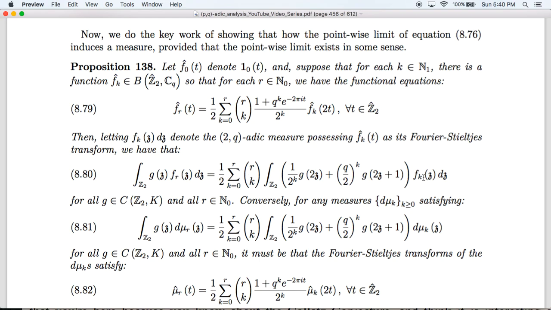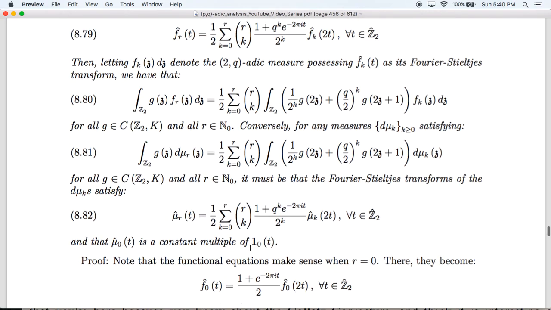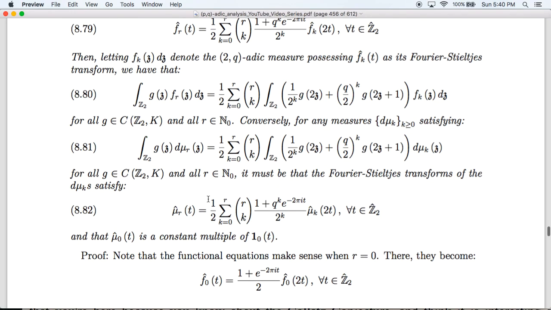Conversely, suppose we have a family of measures d mu k such that this identity holds true for all continuous g and for all r in N0. Then it must be that mu hat 0 of t is a constant multiple of the indicator function of 0, and that the mu hats satisfy our recursion relation. In other words, if you have a measure whose transform looks like this, then it must affect functions in this way. And if a measure affects functions in this way, it must have this as its Fourier transform.